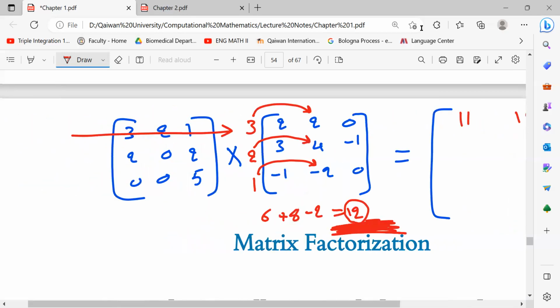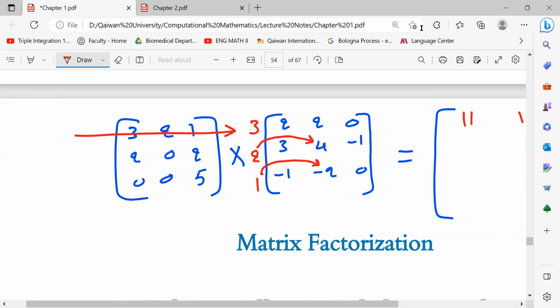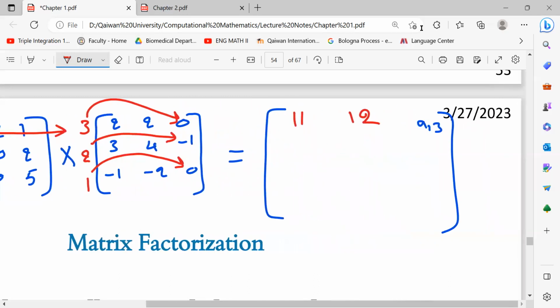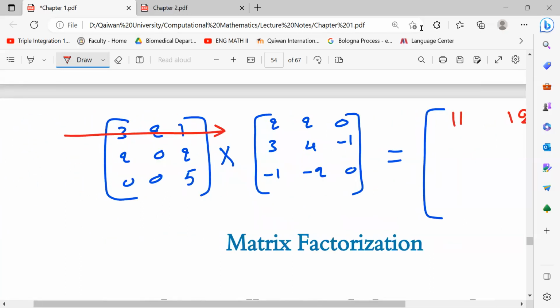Then, for the other one, 3 times 0 is 0. 2 times negative 1, negative 2. 1 times 0 is 0. So the result is negative 2, is it? We get 0 minus 2 plus 0. It is minus 2. So this is minus 2. That's that element. Then we finished the first row.